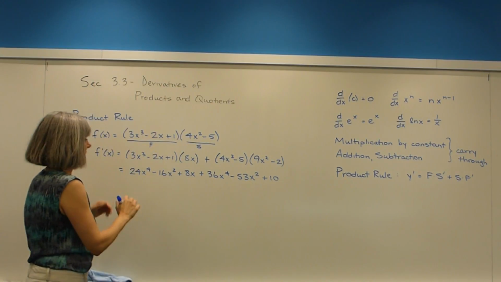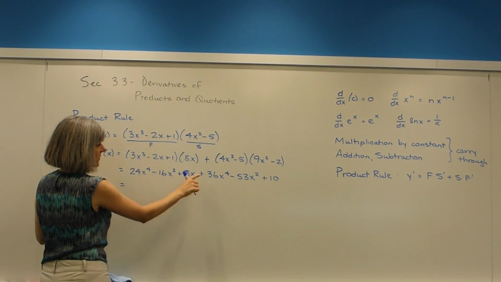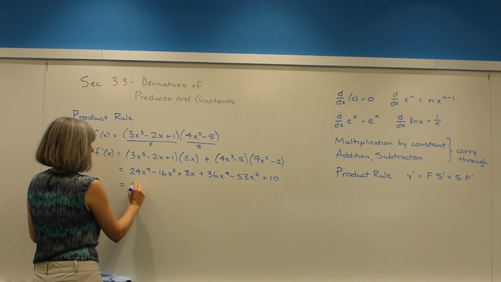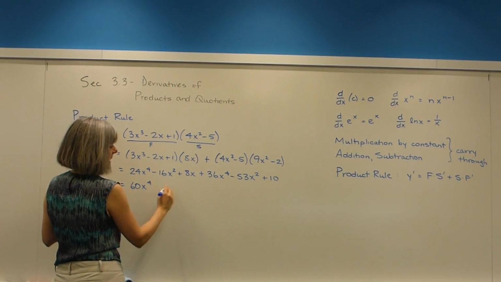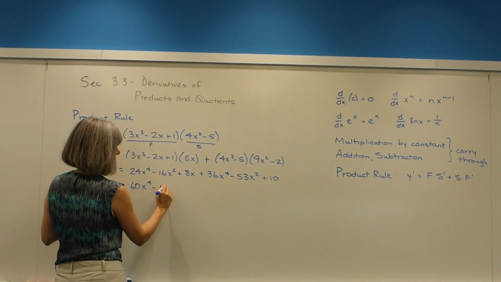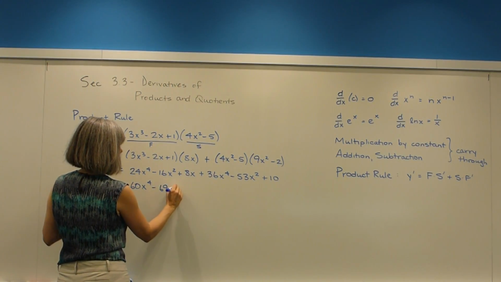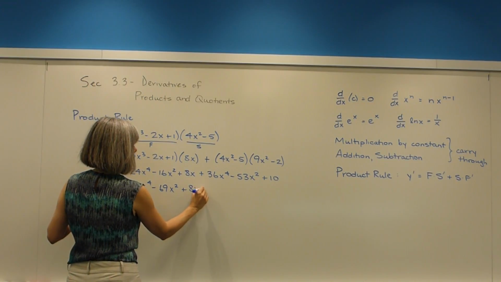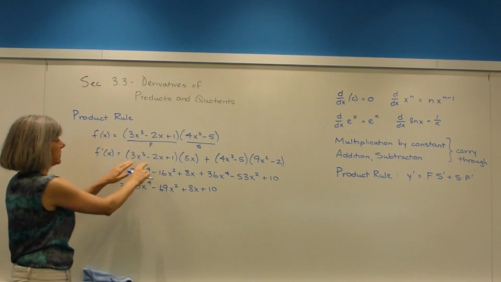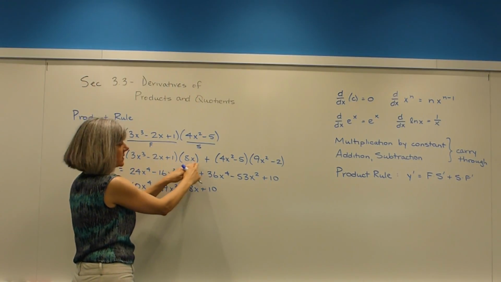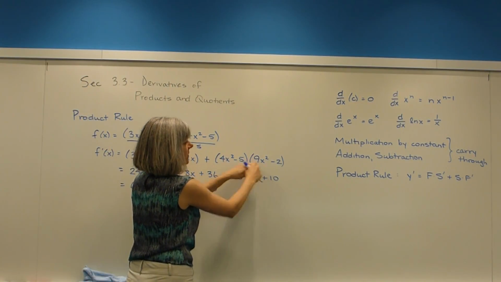Okay, and now we just collect like terms. So 24 and 36 is 60x to the 4th, minus 16 minus 53 is minus 69x squared, plus 8x plus 10. So that's your product rule: first times derivative of the second plus second times derivative of the first.